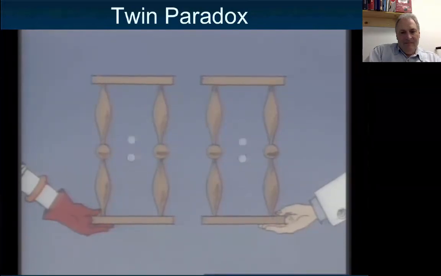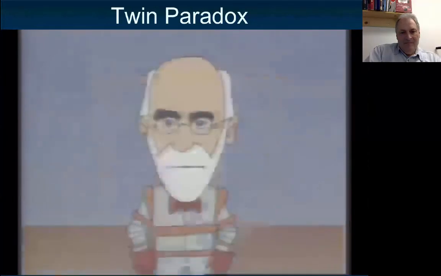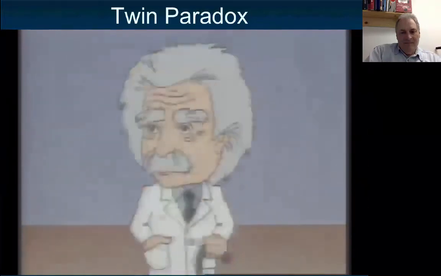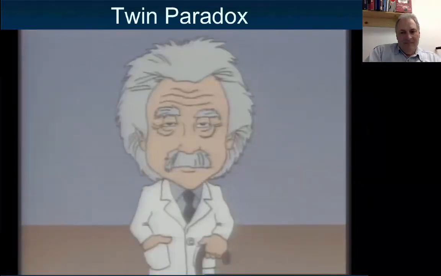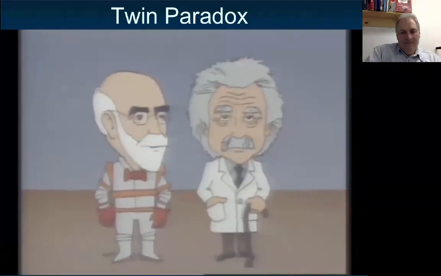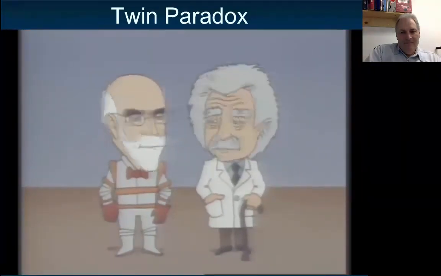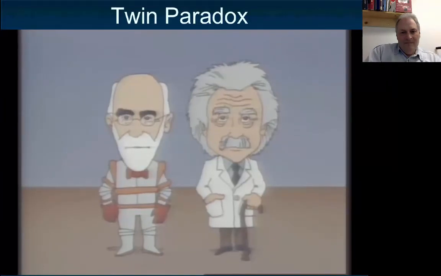Henry, the twin who zoomed away and then came back, has only aged a couple of months. But Albert, the twin who never switched inertial frames, has aged 20 years. And so, even among relatives, time is relative.